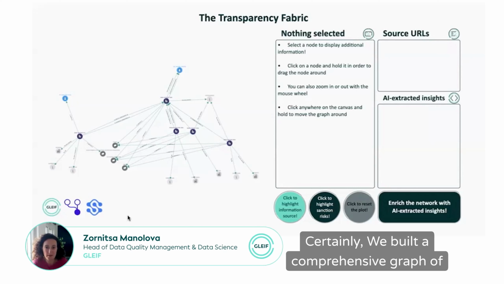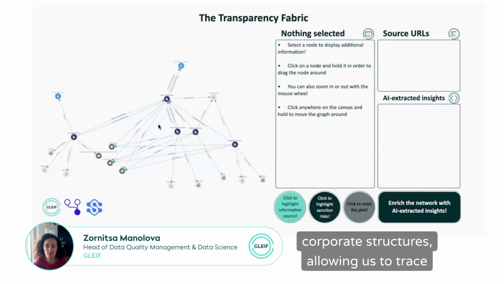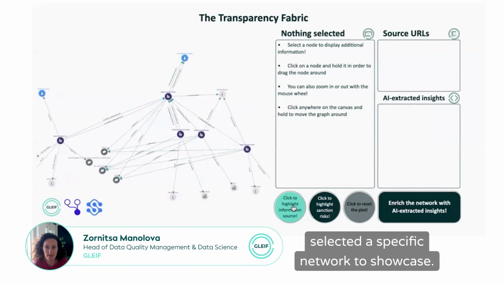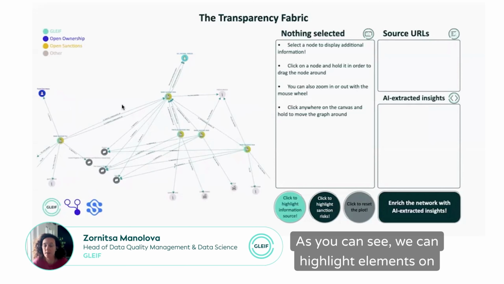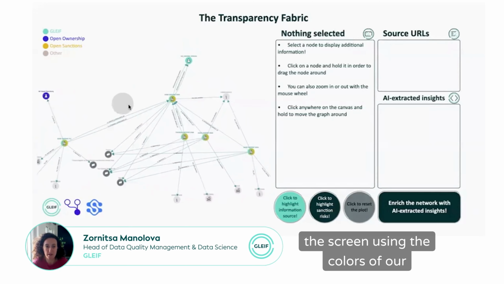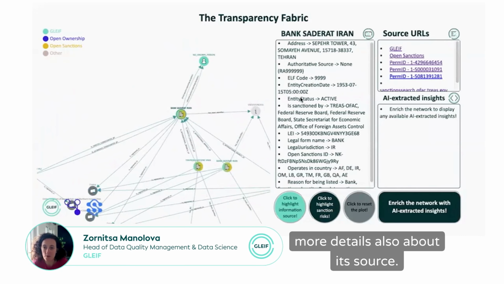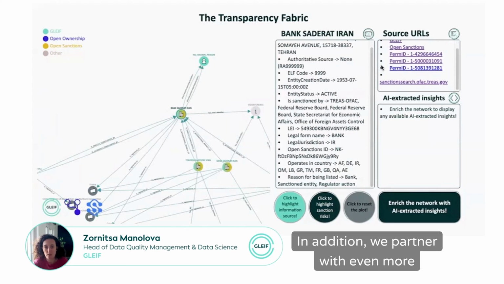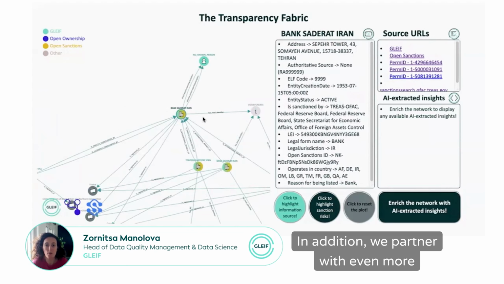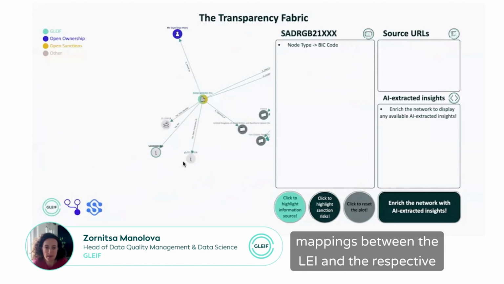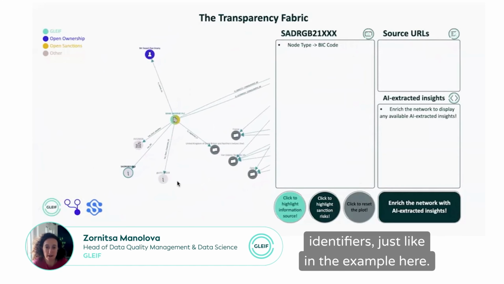Certainly. We built a comprehensive graph of corporate structures, allowing us to trace the exact source of information. For today's demonstration, we have selected a specific network to showcase. As you can see, we can highlight elements on the screen using the colors of our respective organizations. When we click on an entity, we receive even more details, also about its source. In addition, we partner with even more organizations like OpenCorporates, ANNA, and SWIFT to provide mappings between the LEI and the respective identifiers, just like in the example here.